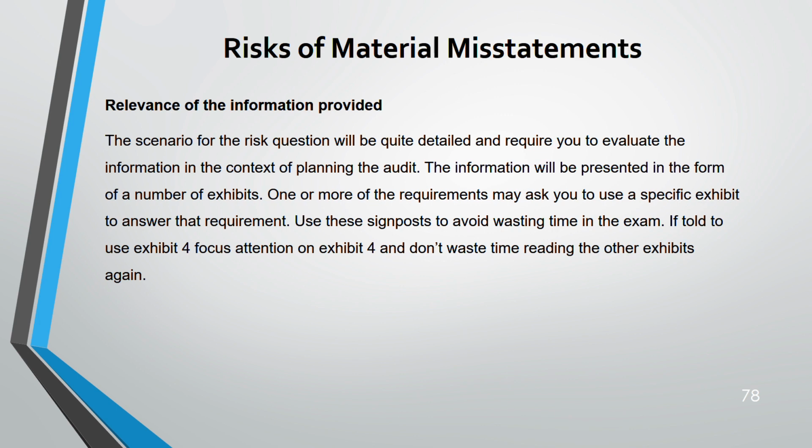So you have to evaluate all the information, because you have to plan the audit. This question comes in the planning part of the audit. First question. The information given to you will be given in a number of exhibits, not under one exhibit. I don't know whether you have checked the paper or not. But if you have checked the other papers in ACCA, you know how exhibits will look. Exhibit 1, 2, 3, 4, 5, depending on the question.